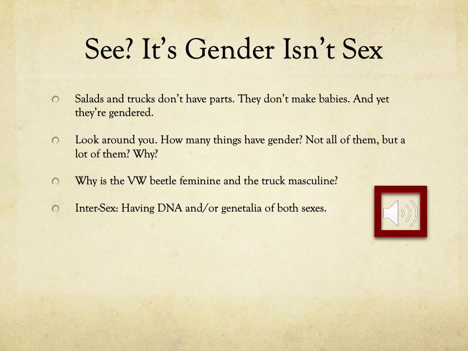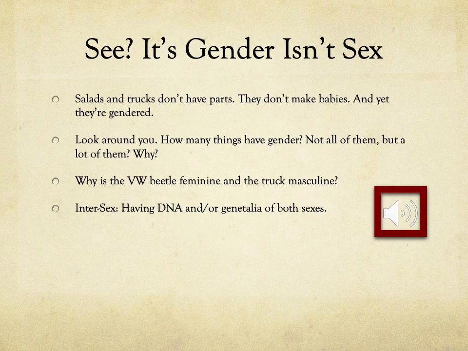Okay, so the key here is gender isn't sex. I think you have that. Salads and trucks don't have sex, because sex is about your parts, your genitalia, your penis, your vagina, your breasts, etc. Salads and trucks don't have parts. They don't make babies, and yet they're gendered. Lots of things have gender. We just did that. We did this whole talk.